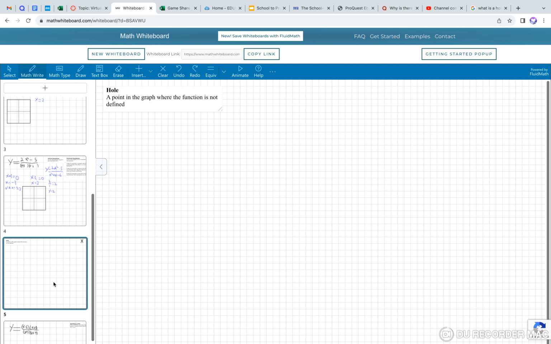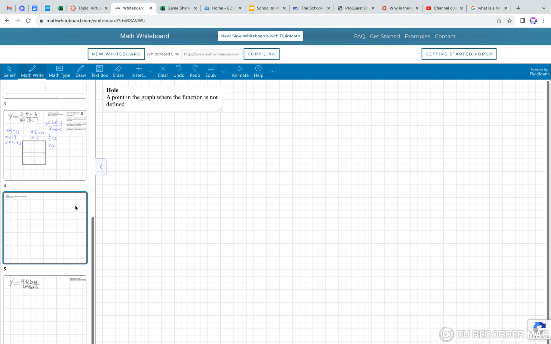So now that we know how to find horizontal and vertical asymptotes, we're going to look at another discontinuity, which is a hole. So a hole is a point in the graph where the function is not defined. So holes and asymptotes, or vertical asymptotes at least, numerically are very similar in the actual function, but visually they're very different. You'll see what I mean by this.